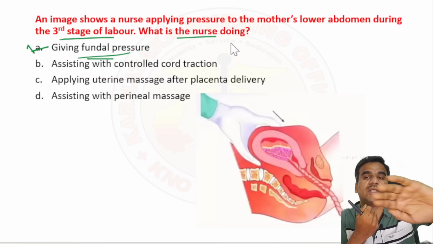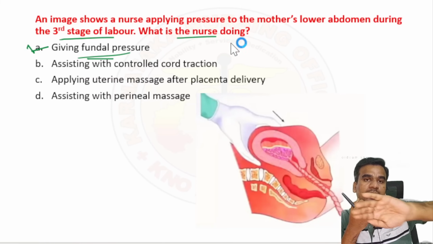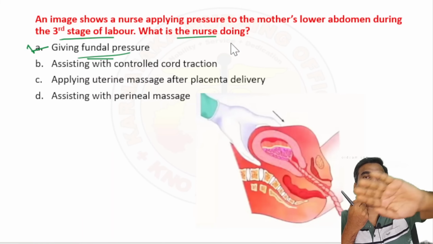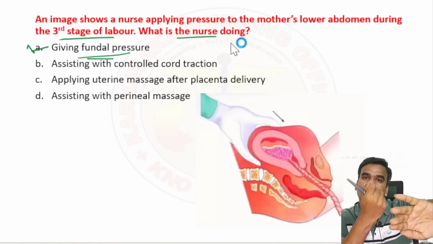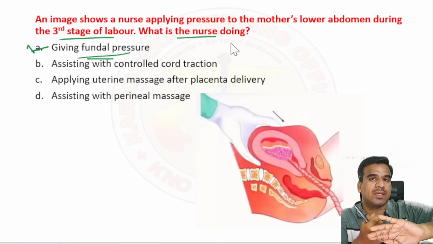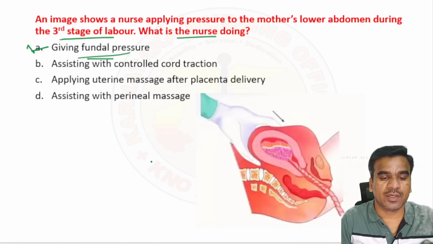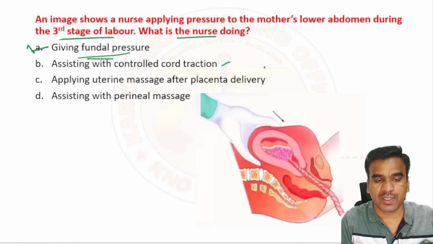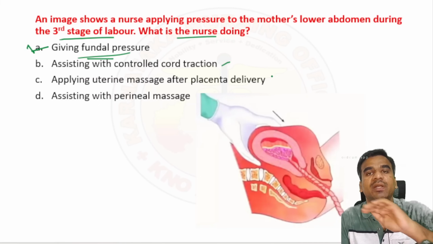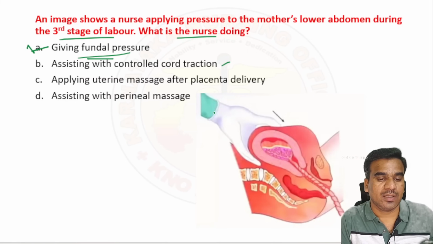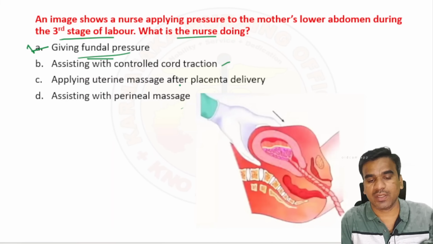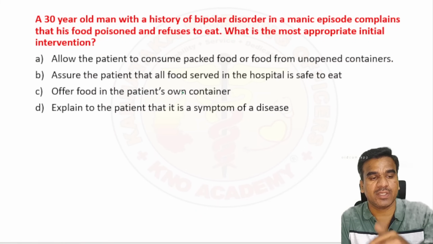Counter traction means we are pushing up the uterus and pulling down the umbilical cord. That is controlled cord traction. Applying uterine massage is done like this. Assisting perineal massage is also not the answer. So the right answer is giving fundal pressure. I think everyone has done this.